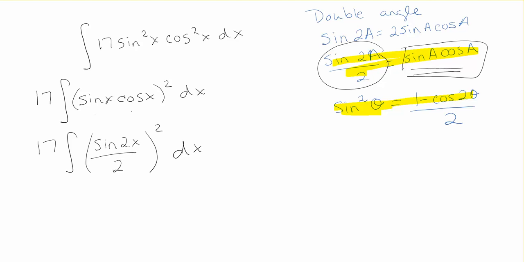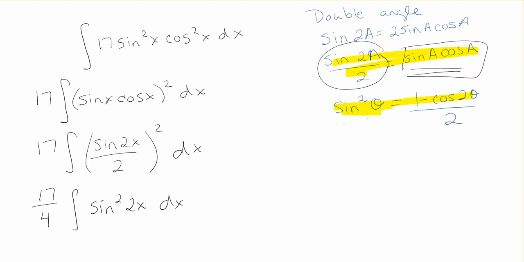So I just replace sine x cosine x with the identity, which would be sine 2, the variable, which here is x, over 2. Okay, now 2 squared is 4, so I can bring that 1/4 out in the front. So this is going to be 17/4 antiderivative of sine squared 2x dx. Normally when we see sine 2x quantity squared, we like to think of it as sine squared 2x.